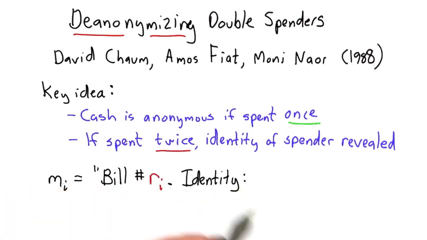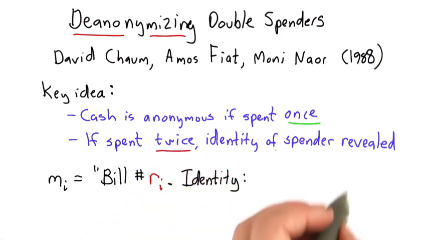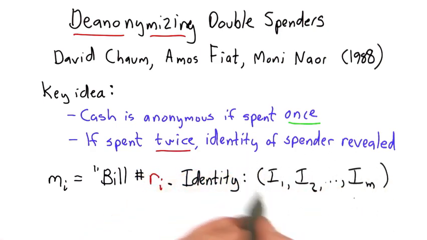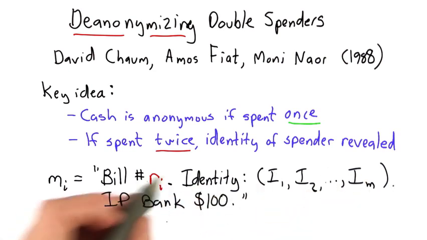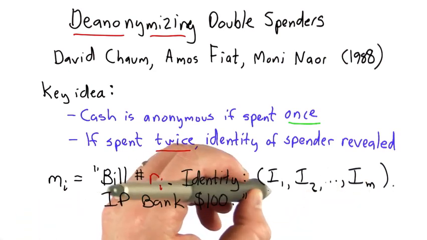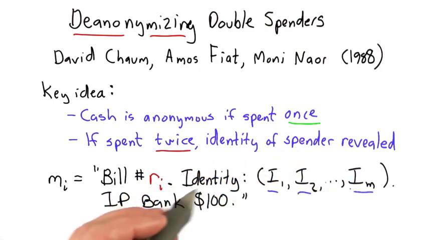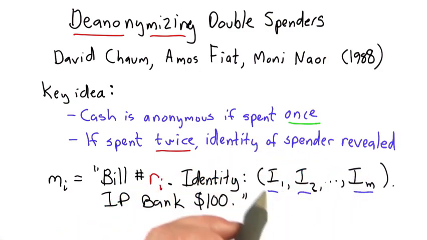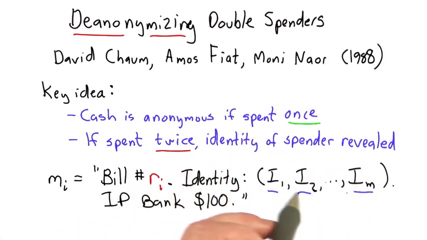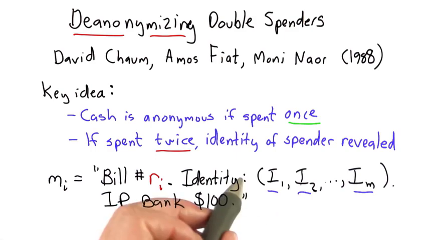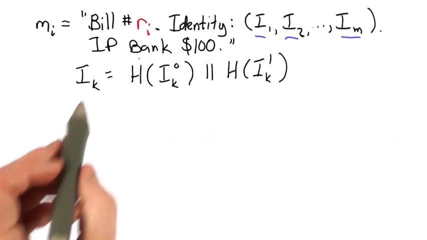So now we're going to use this in our blind signature scheme. Alice will create 100 messages like this, each one with a different random nonce. But what she's going to add to the messages is an identity list made up of m of these I values. We'll talk more about what these are in a second, as well as the usual value of the bill. What we want these I values to be are things that reveal Alice's identity if someone knows enough about them, but otherwise reveal nothing.